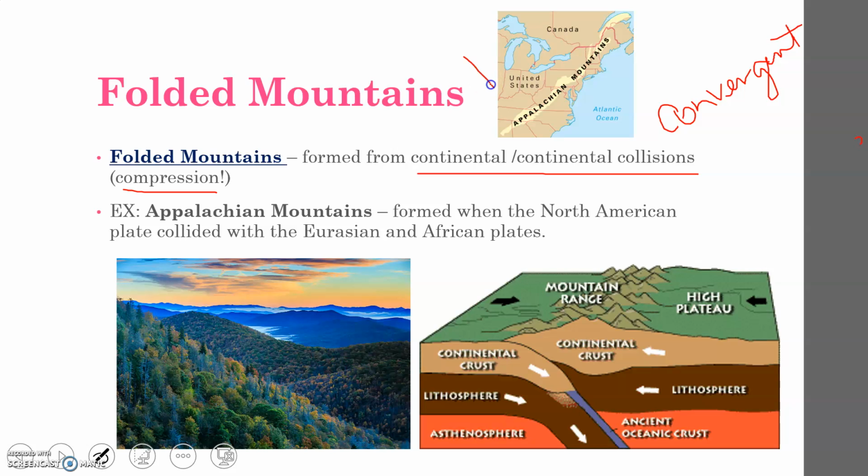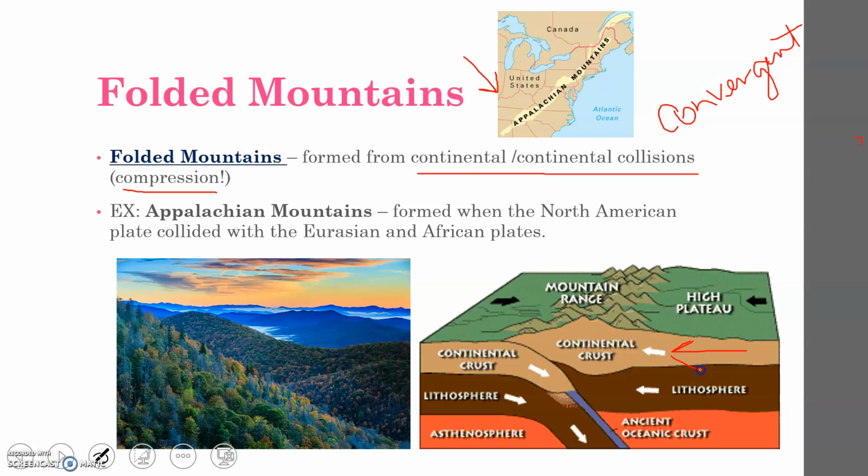So this is where they are in the United States. They do run through North Georgia. And basically what happened is when the North American plate collided with the Eurasian plate and the African plate, this is what was left over. It was a push up of mountains. The Appalachian Mountain Range is actually very, very old.